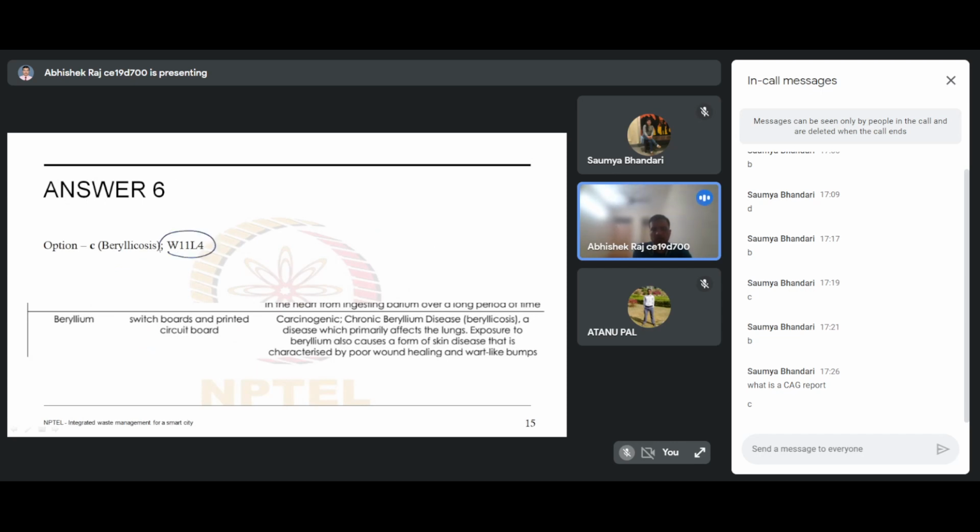So it's week 11, lecture 4. Beryllium is usually used in switchboards and printed circuit boards. It offers high conductivity. It is a carcinogen, so it can cause cancer itself. And then we have chronic beryllium disease. Berylliosis is a disease which primarily affects the lungs. Exposure to beryllium can also cause skin diseases. Moving on to the next question, that is question 7.